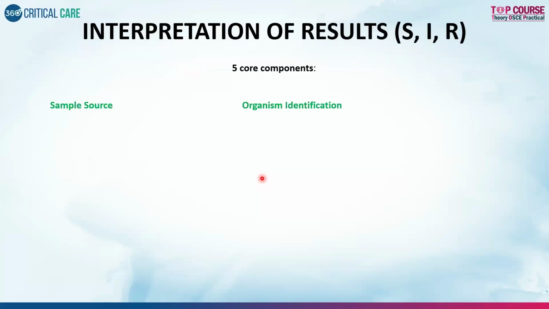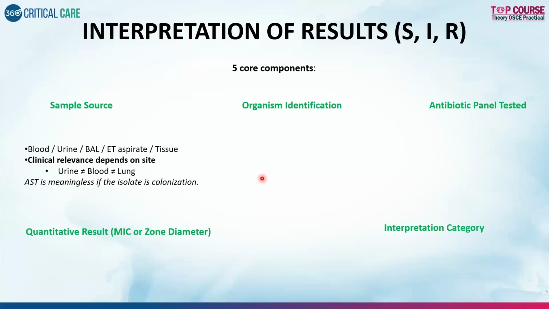So whenever we have interpretation of results, you need to have 5 core components. Firstly, you have to know what is the sample source, what is the organism identified, what is the antibiotic panel which has been tested, what is the quantitative result, that is your zone diameter if it's disc diffusion or MIC if it's your broth dilution, and then the interpretation category. So sample source can be blood, urine, bile, ET aspirate. Antibiotic of choice depends on site of infection and site of isolation, correct? That is very important because you need to differentiate between pathogen and colonizer.